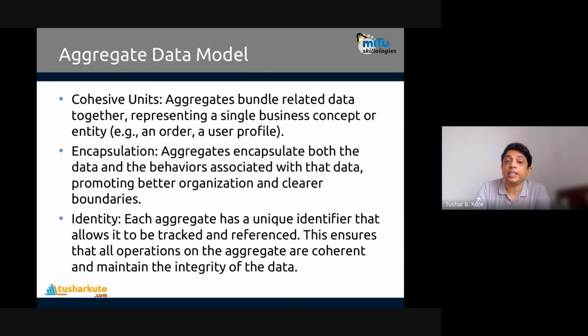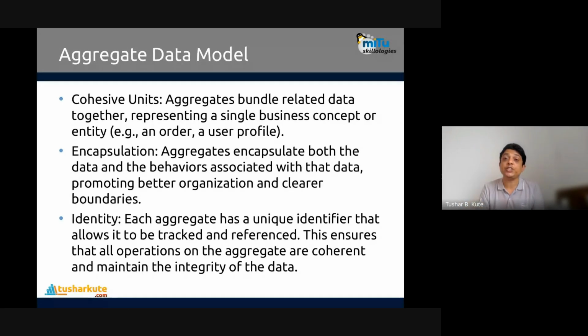And third, identity. Okay, actually five are there. So third is identity. Each aggregate has a unique identifier. Definitely they are required. That allows it to be tracked and referenced. This ensures that all operations on the aggregate are coherent and maintain the integrity of the data. Like let's say I have thousands of orders in my company. So every order is given an order number. That order number is the unique identification of the respective order. It's the identity of it.